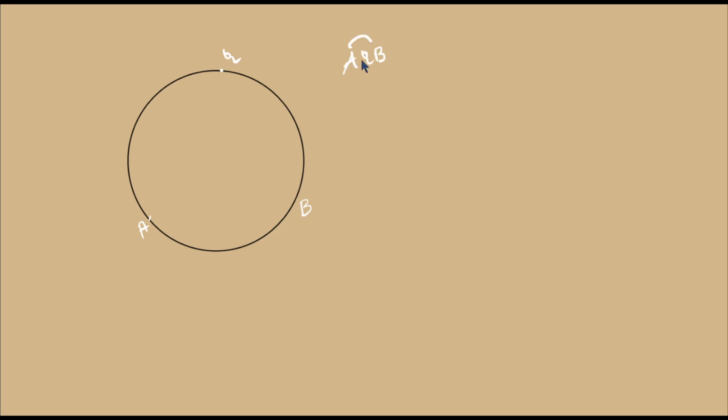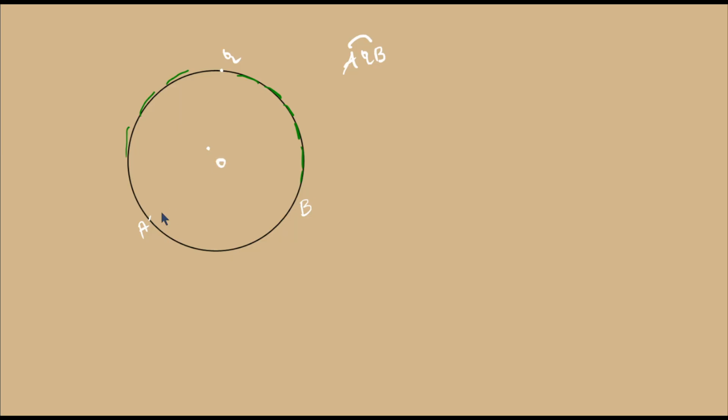So we are just including one more letter because it's the major arc. Let me highlight the major arc. It's a little difficult because it's longer, so I'm just putting dotted lines. So this is the major arc. Fine. And what is the angle subtended by this major arc?